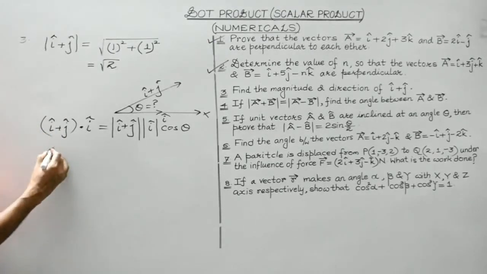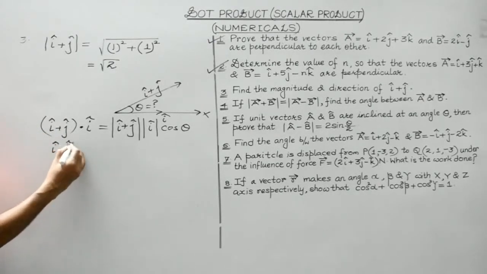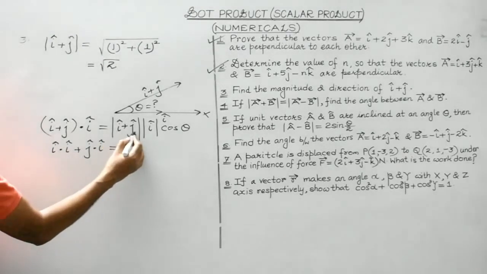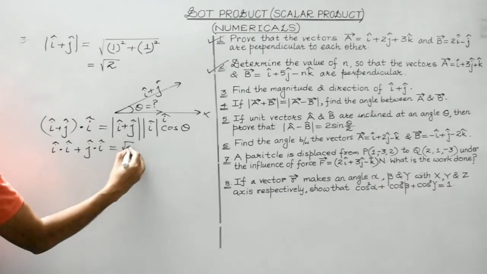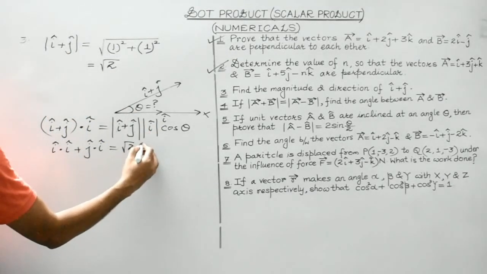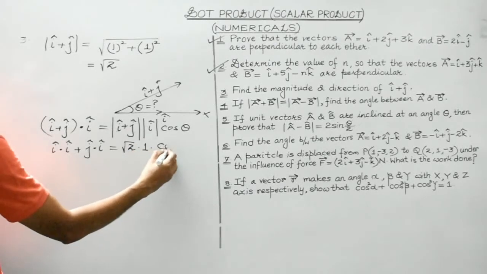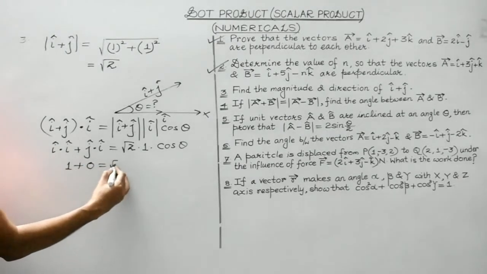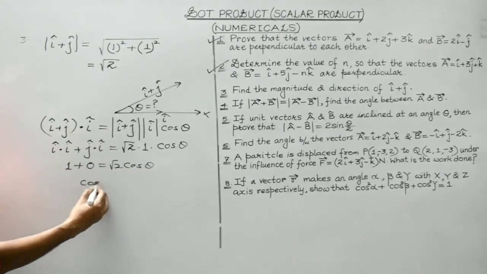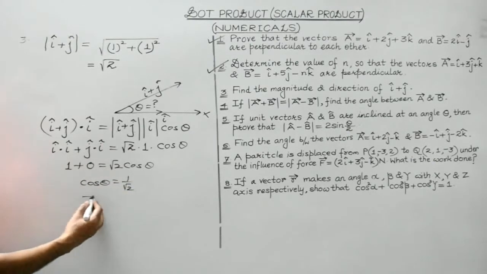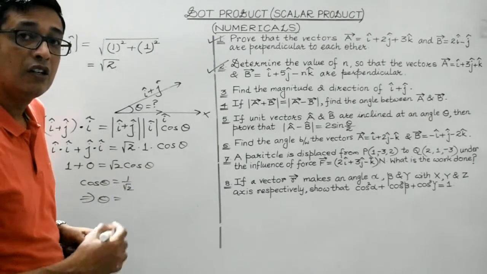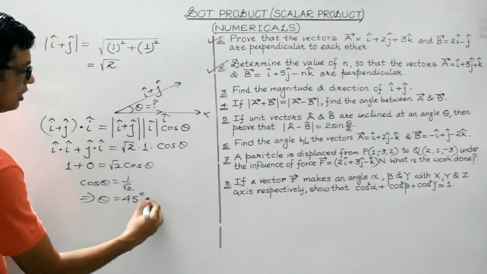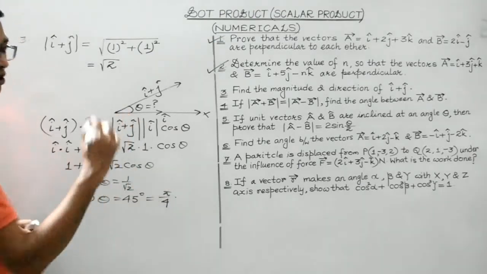So I'll solve it for you. It will be i cap dot i cap plus j cap dot i cap is equal to the magnitude of i cap plus j cap, which is root 2, the magnitude of i cap, which is 1, and cos theta. So i dot i is 1, j dot i is 0. So it is root 2 cos theta, or cos theta is equal to 1 by root 2, which implies that theta is equal to 45 degrees. Cos 45 degrees is 1 by root 2, or in radians it is pi by 4.